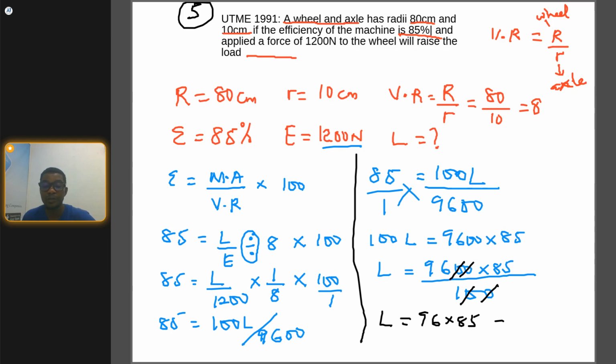We're going to have it as 8,160 Newton. So the load is 8,160 Newton. I believe this is clear to us. If yes, signify. We are taking the next question, which will be question number 6.